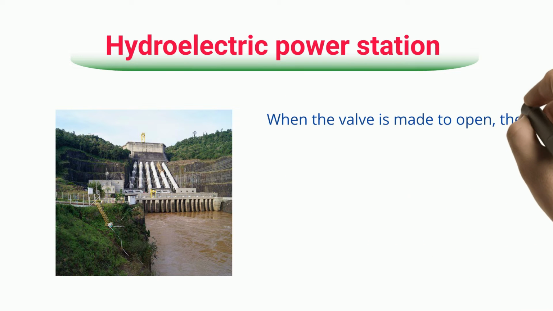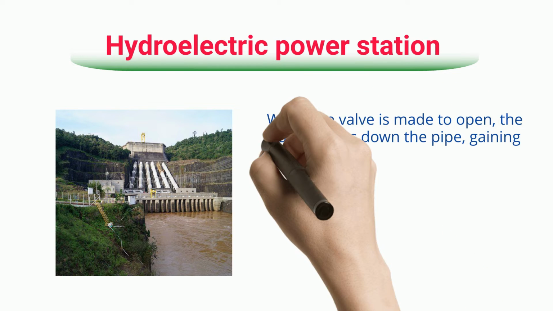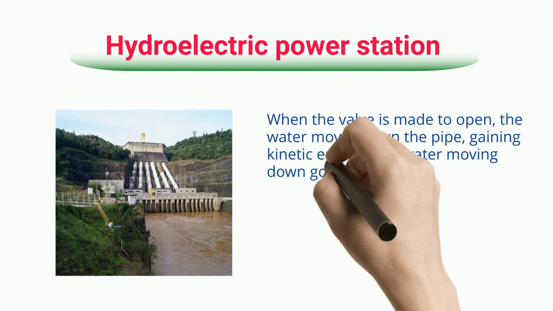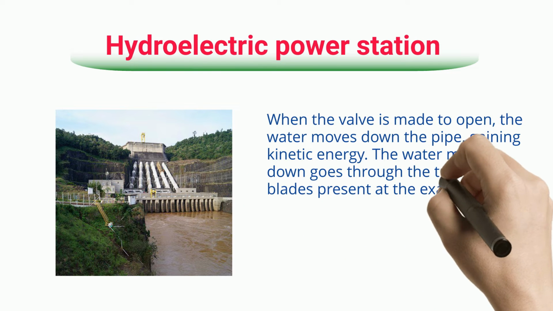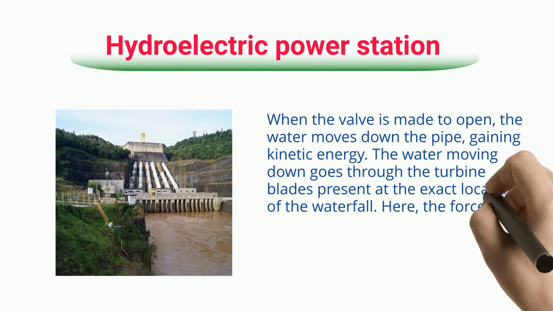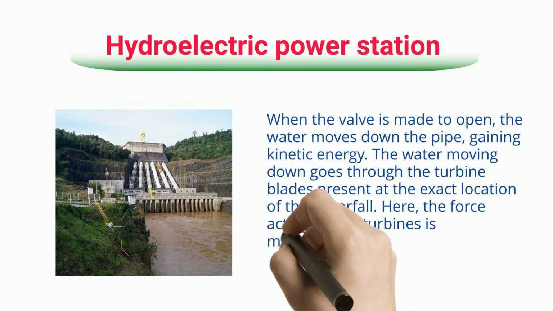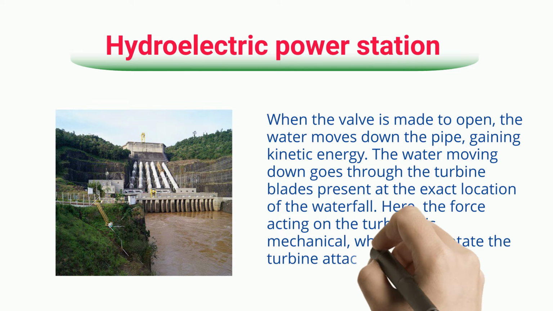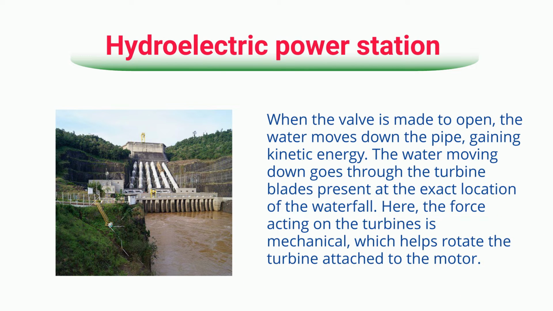When the valve is made to open, the water moves down the pipe, gaining kinetic energy. The water moving down goes through the turbine blades present at the exact location of the waterfall. Here, the force acting on the turbines is mechanical, which helps rotate the turbine attached to the motor.